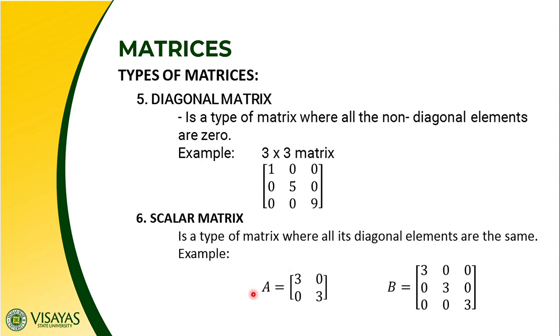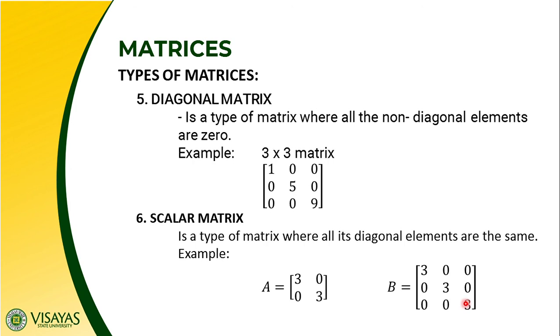Say for instance, we have here two matrices, matrix A and matrix B. The elements in matrix A are 3 0 0 3, and for matrix B, 3 0 0 0 3 0 0 0 3. And as you can observe, the elements on the diagonal are the same. They are both 3, also here on matrix B.